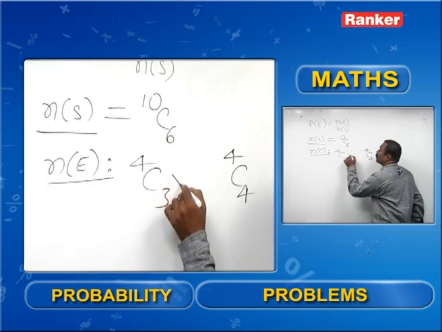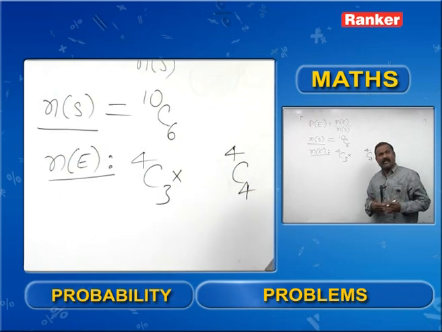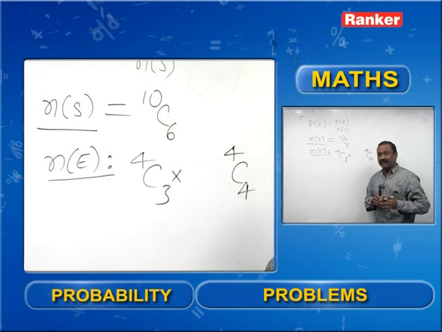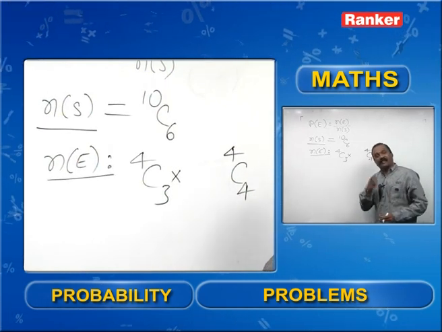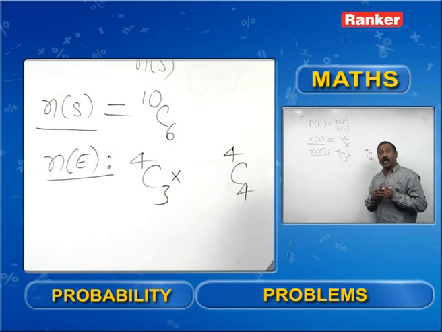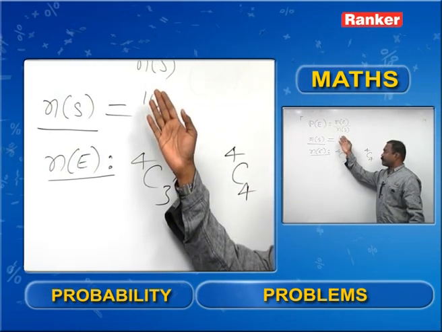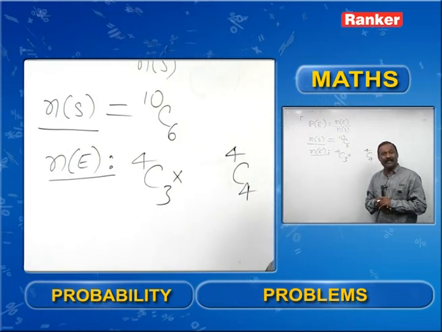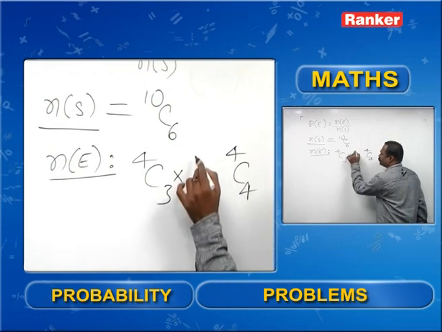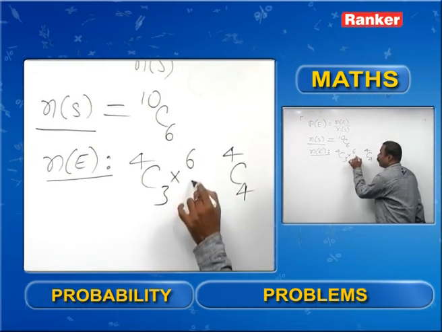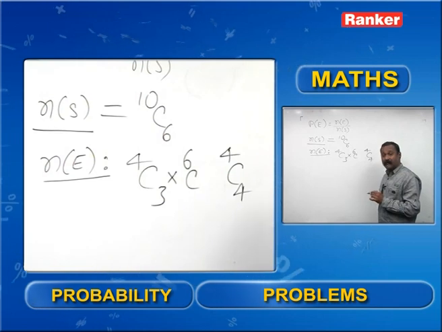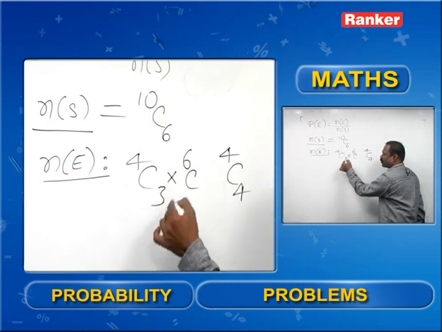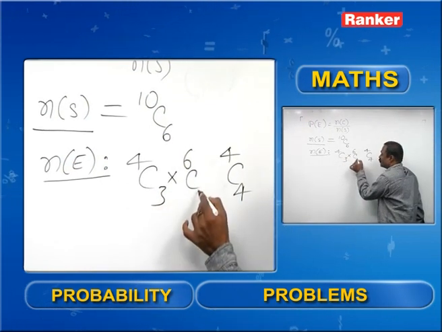Okay. What should be the remaining? Totally how many are taken? 6 are taken. From 6, how many are already taken? 3 are taken. How many to be taken? 3 to be taken. How many total are there? 10 are there. From 10, 4 are defective. So how many are non-defective? 6 are non-defective. So the remaining should be chosen from the non-defective items. Non-defective is 6. So 4C3 for the 3 chosen defective, and 3 to be chosen from the 6 non-defective. So this should be 6C3.